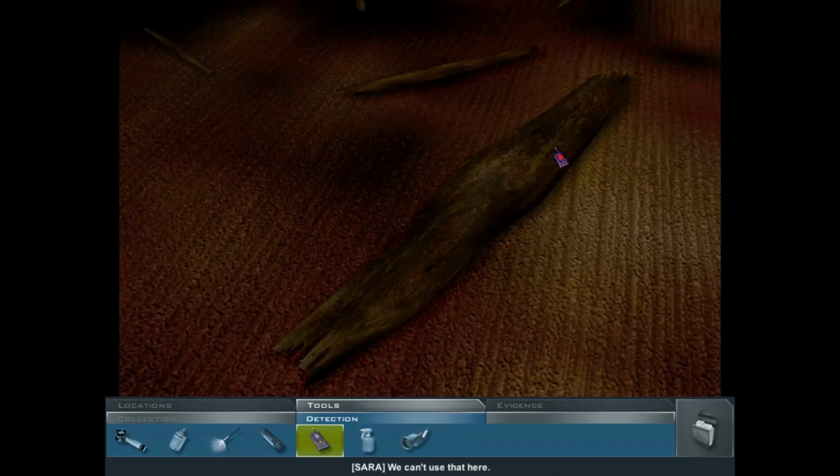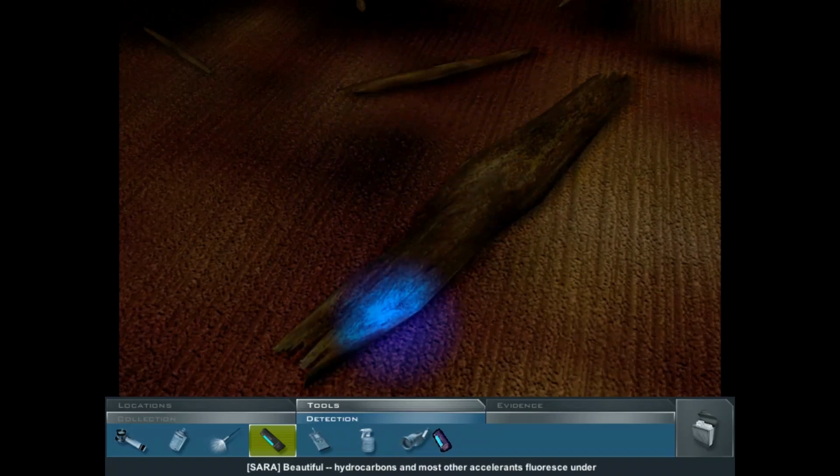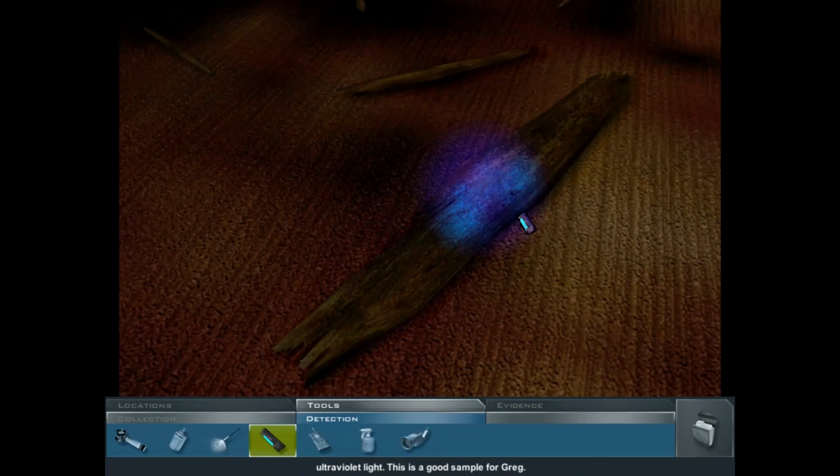We can't use that here. There's no prints here. Beautiful. Hydrocarbons and most other accelerants fluoresce under ultraviolet light. This is a good sample for Greg.